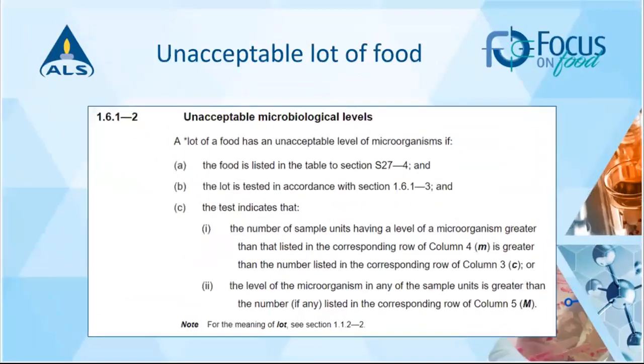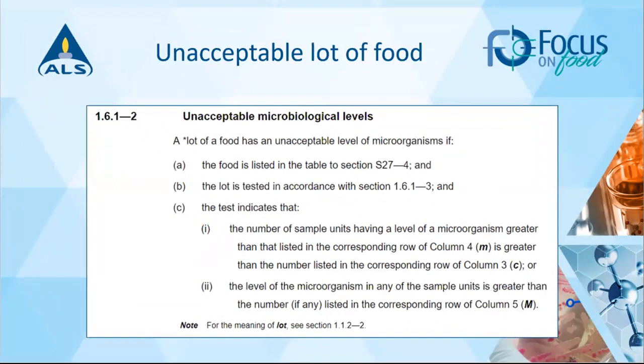So section 2 of Standard 1.6.1 is very specific about what constitutes unacceptable microbiological levels in a lot of food. The food must be listed in Schedule 27, Section 4, tested in accordance with the tests in Standard 1.6.1, Section 3, and have results that are outside the criteria set in Schedule 27, Section 4. More on details of that table later, but we also see here an explanation of the limits set in the code, and they correspond to the 3-class sampling plans which we discussed just now.